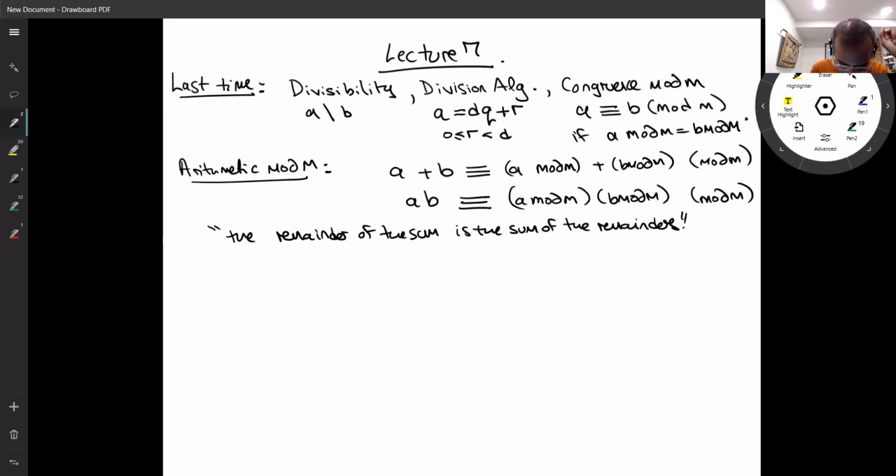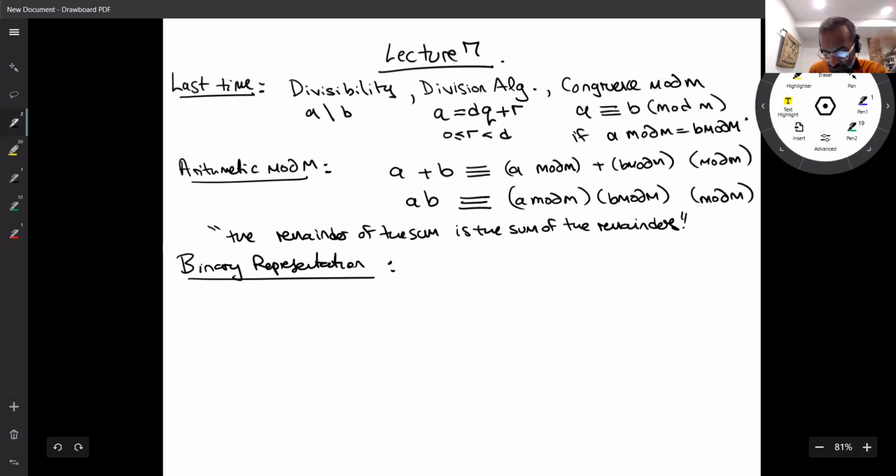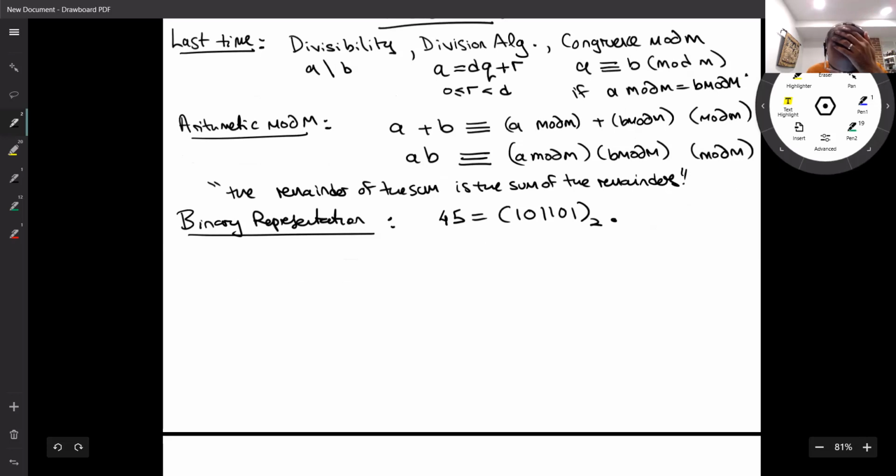And we also talked about binary representation of integers. We showed how the division algorithm can be used to find binary representation. In particular, we saw that 45 is equal to 101101 in base 2. And we had one unfinished task, which was earlier in the lecture, we had this challenge, which is, I asked you, what day is it going to be in 5 to the 45 days from now? And now it was Tuesday.